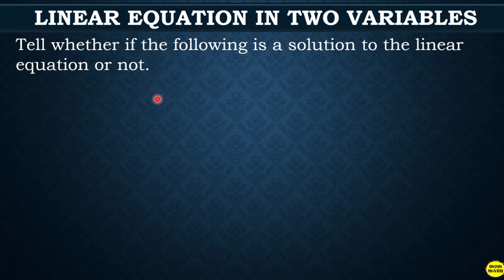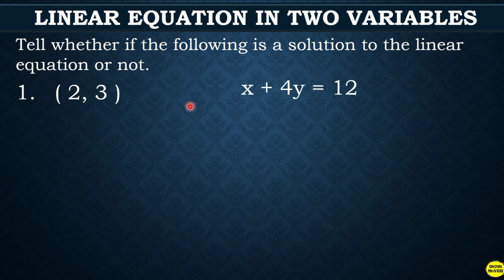Okay, so let us have a test yourself. So tell whether the following is a solution to the linear equation or not. So number 1, this is your x, this is your y. So substitute natin dito si 2, dito si 3. So is this a solution? Is the ordered pair 2, 3 a solution or not?